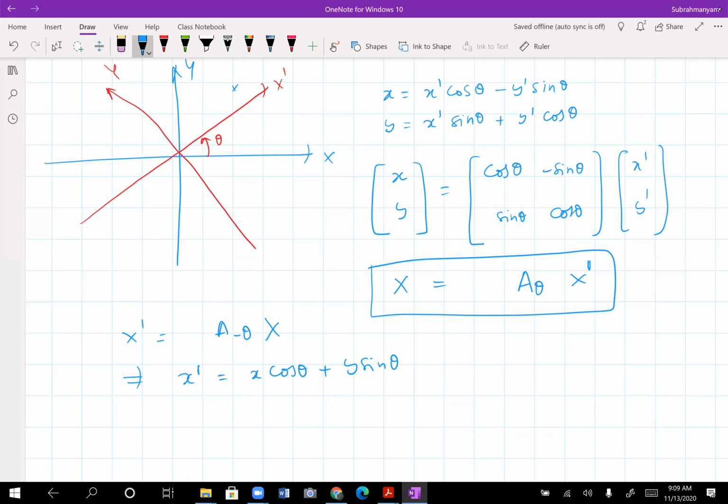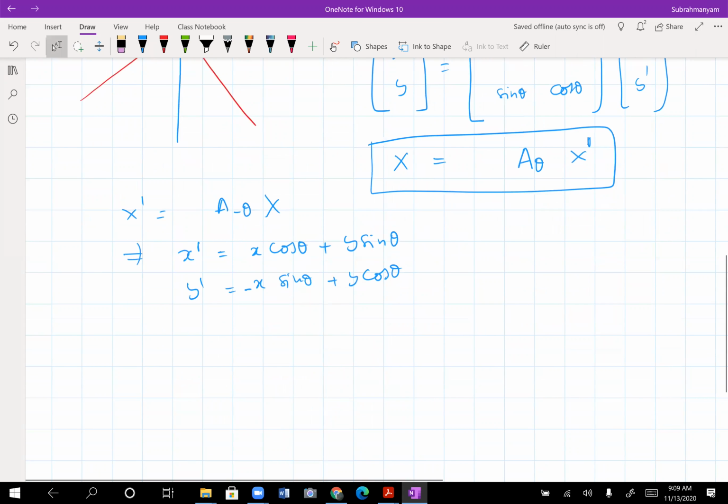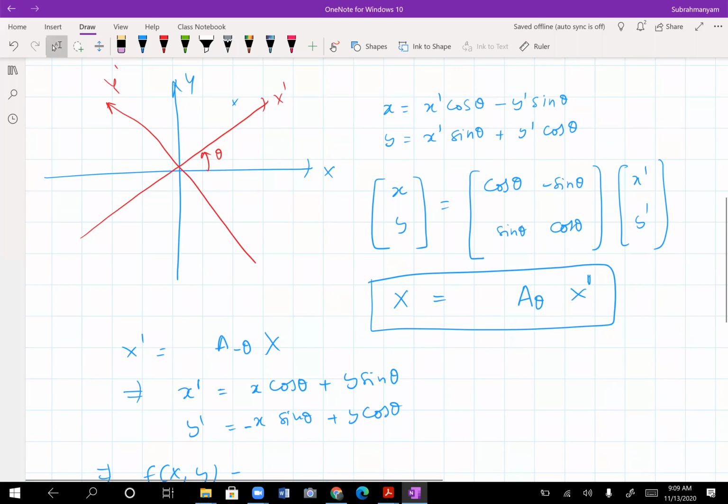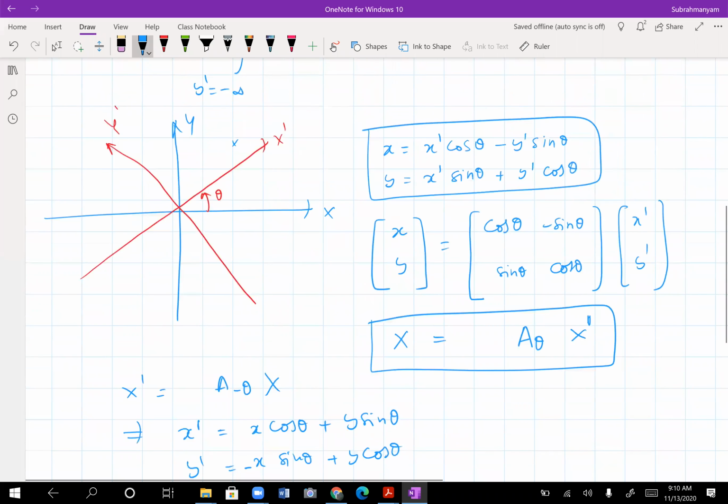Just replace theta here with minus theta. Y dash equals minus x sin theta plus y cos theta, right? And we use this to write now f of x, y. That implies your f of x, y will be, how could you write that? You just replace that with these values, right? And what would that give us now?